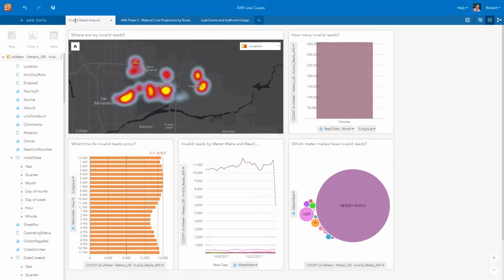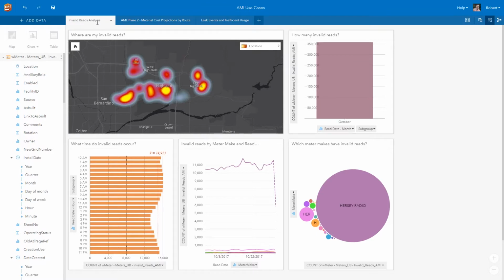I'm going to focus on AMI today. The first use case is really about problem isolation. The second use case is project planning for AMI implementation. And the last use case, we're going to use AMI leak event data and try to tie that with inefficient use with our billing system to help curb inefficient usage in our service area. Let's start with the first one.